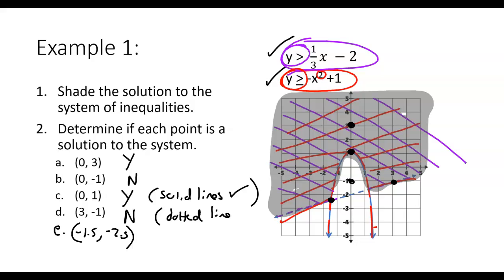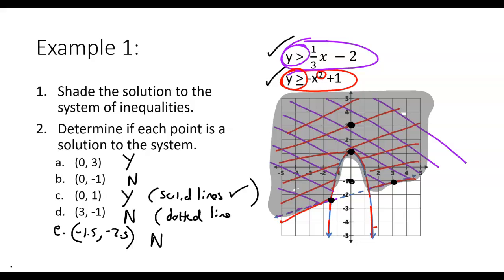Kind of tricky. Is it on a solid line? Yeah. Is it on a dotted line? So who wins? We know if it's on a solid line, the answer is yes. We know if it's on a dotted line, the answer is no. But what if it's on both? Well, you have to think about what is a solution to a system of equations. It's an answer that works for both. Does it work for both? No. So the answer is no. It's still on a dotted line.